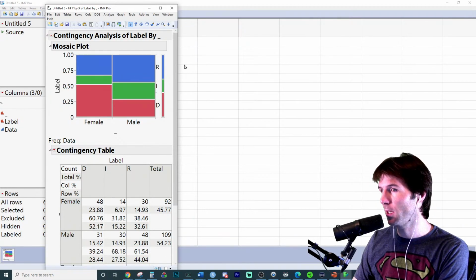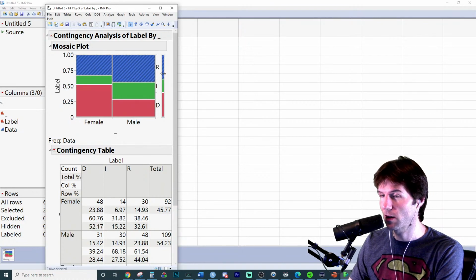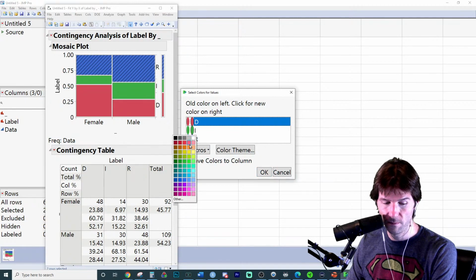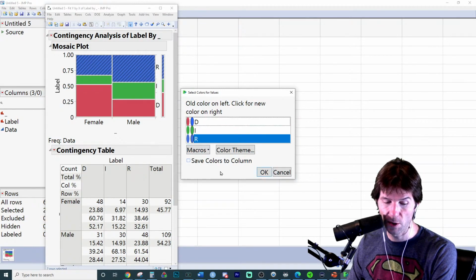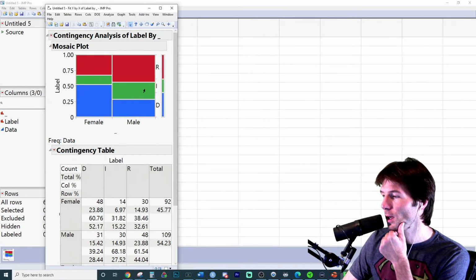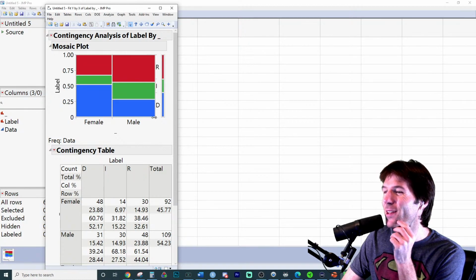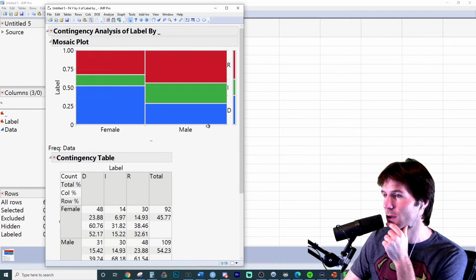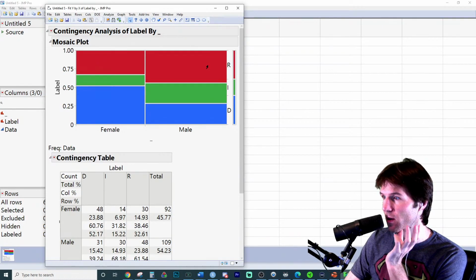More males are Republicans. Now, you don't need to do this, but I want to make this a little bit easier for you to see. Set colors. We're going to change this here to blue. We're going to change this here to red. And that makes it a little bit easier to see because in the U.S., going ethnocentric right here, Republicans are considered red and Democrats are considered blue. So it's a little bit easier to see that the males are Republicans. You don't have to change the colors.